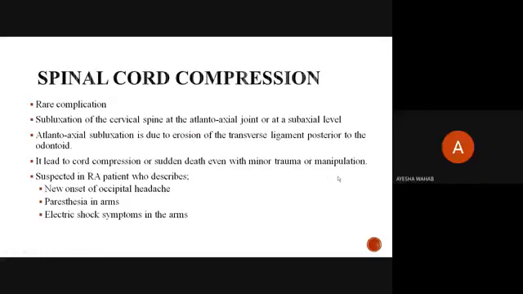Spinal cord compression due to atlanto-axial subluxation can often occur with rheumatoid arthritis. The reason for this subluxation is the erosion of the transverse ligament. If a patient with rheumatoid arthritis complains of onset of new headache, arm paresthesia, and electric shock-like symptoms in the arm, spinal cord compression should be suspected, and these patients require urgent neurological referral for fixation. Next, please.